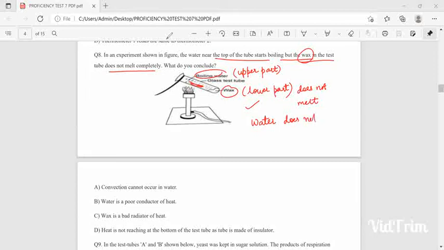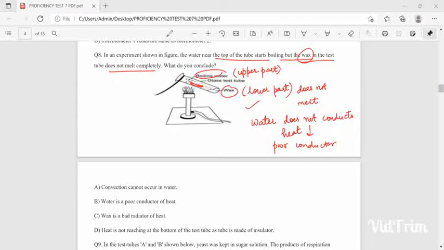In water, convection is seen. Conduction does not happen in water. That means water is a poor conductor of heat. Although you must have studied that water is a good conductor of electricity, remember this thing: water is a good conductor of electricity, but when it comes to heat, water is a poor conductor of heat. Water does not conduct heat.